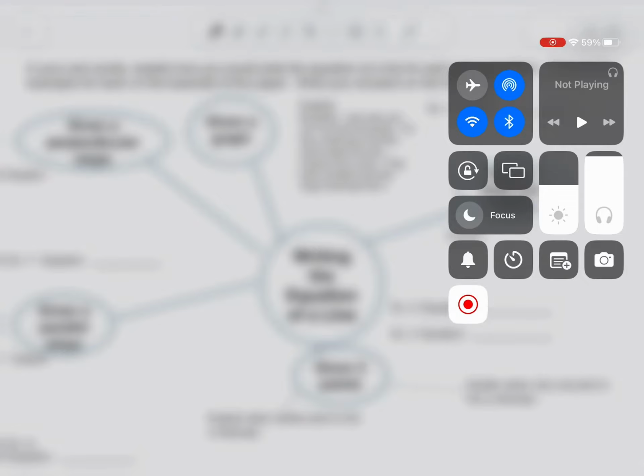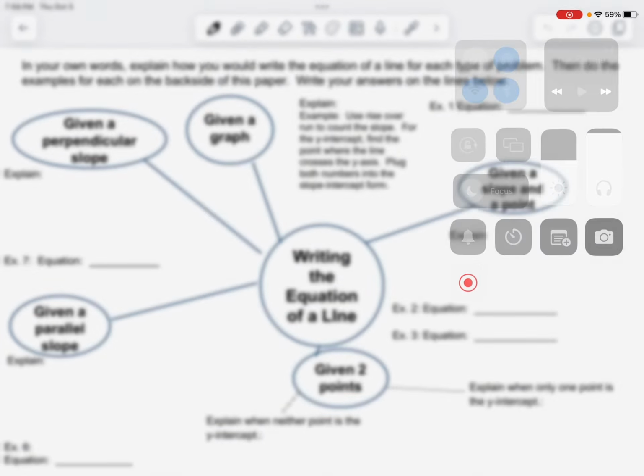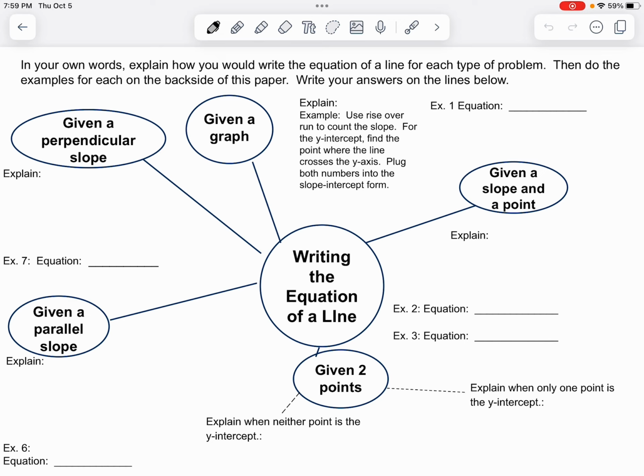In this video, I am going to explain how you write the equation of a line given different circumstances. So what you are going to do is, on the graphic organizer that I gave you, follow along with this video and fill out the graphic organizer as we go. You may have to pause the video at certain times and write in your own words how to write an equation of a line given each type of problem.